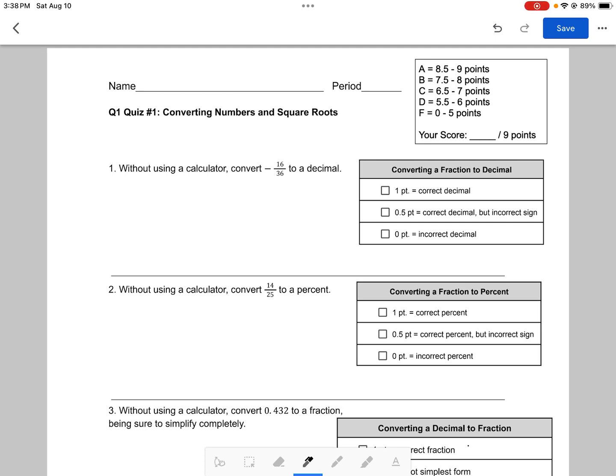Hi friends, today we're going to be talking about our estimating square roots quiz from last Friday.